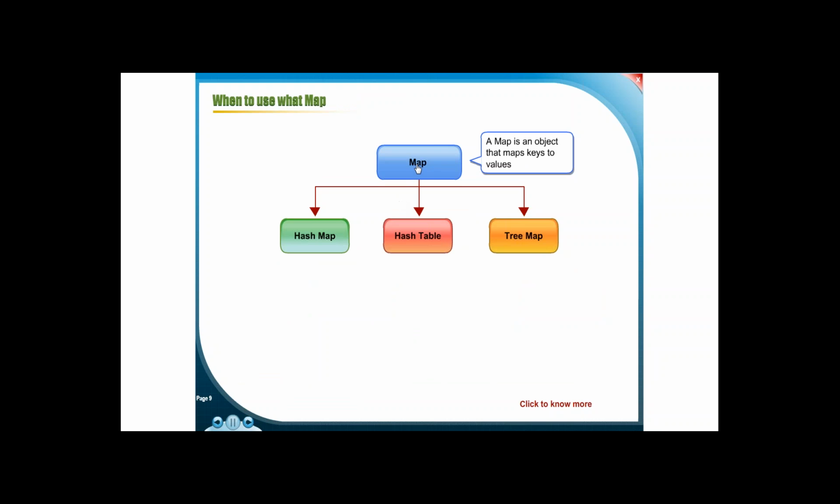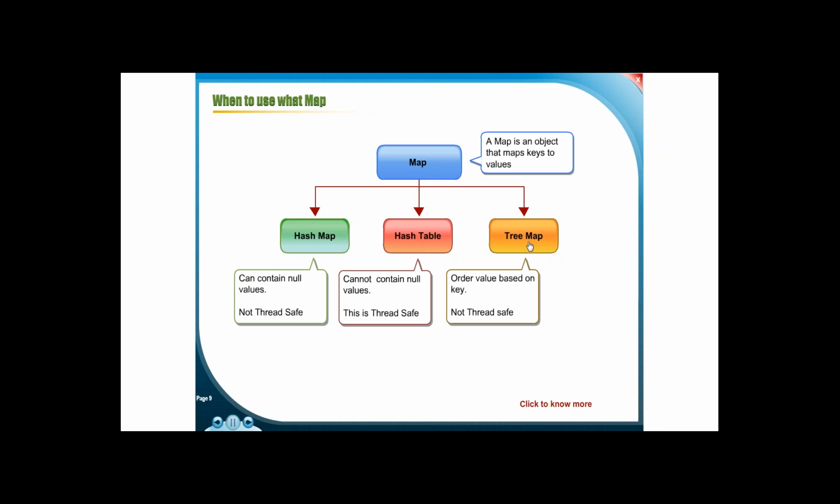So when to use Map? Map is an object that will be having data in the form of key and value, right? HashMap can contain null value and it is not thread safe. Hashtable is thread safe and cannot contain null value. TreeMap orders values based upon the key, and it is not thread safe. The only thread safe collection in the map is Hashtable.